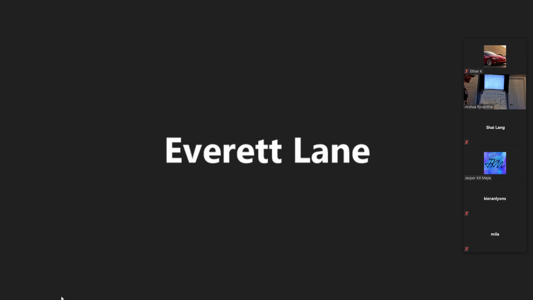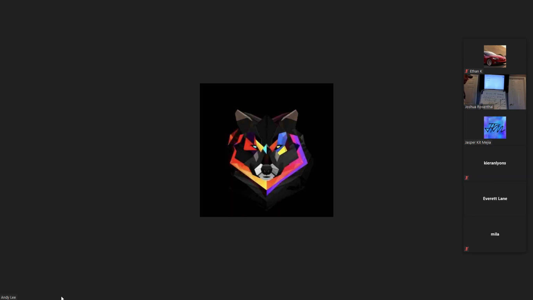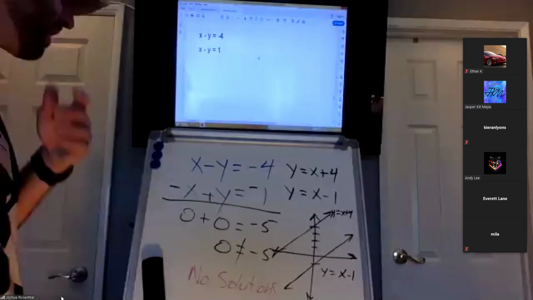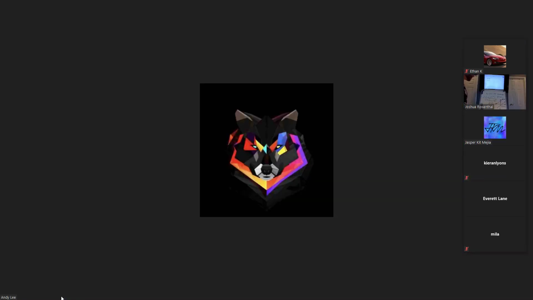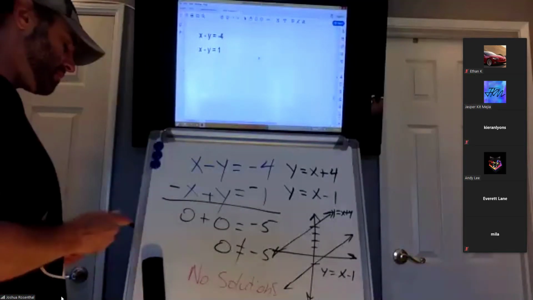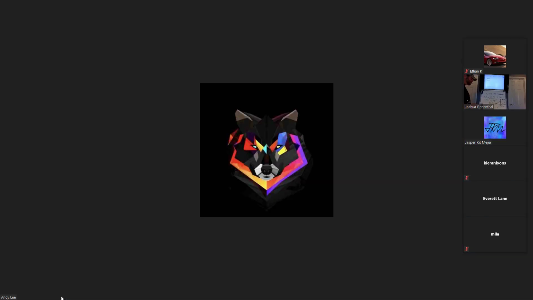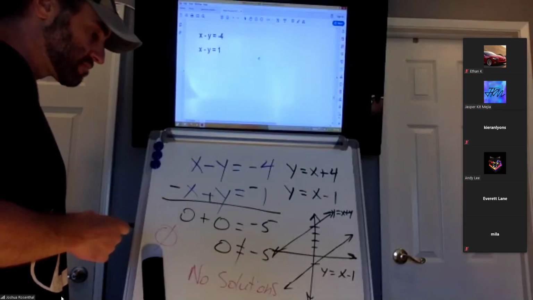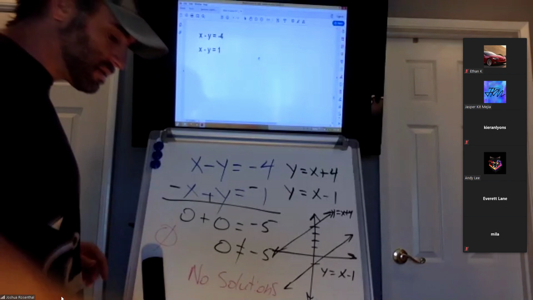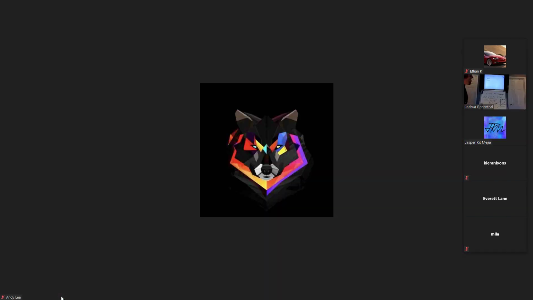Mr. Rosenthal, on the test, instead of writing no solutions or infinitely many solutions, can we write symbols? The symbol for no solutions would be 0 with a cross over it. Yeah, you can do that. No, you cannot write NS and you cannot write IMS. And for infinite, can we do the infinite sign? No. But you can do an empty set symbol. Okay. Well said.